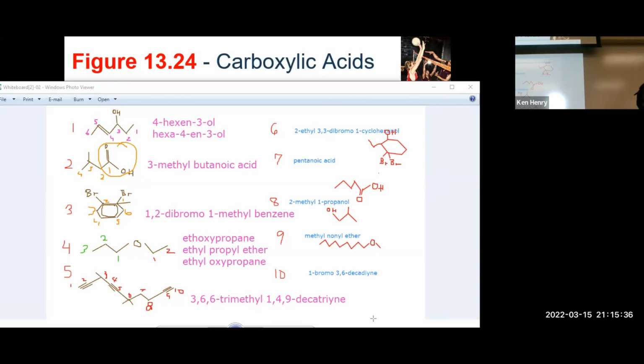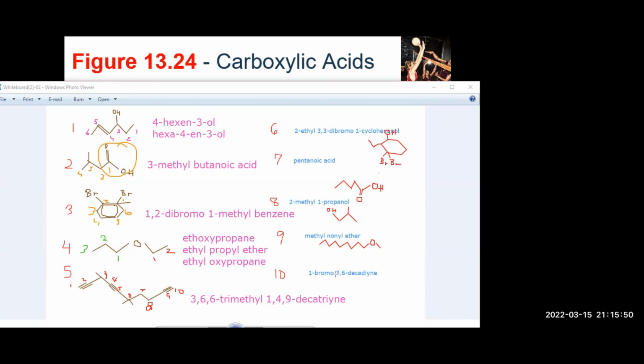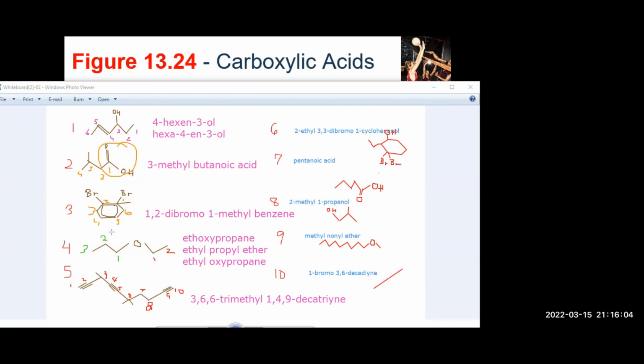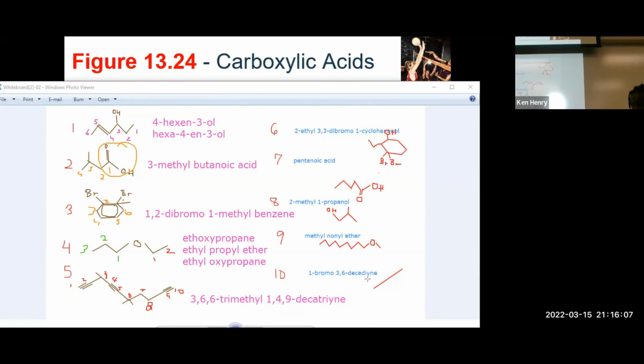Okay. What about this guy? This one's kind of hard to do backwards. So the longest chain would be 10, a 10 carbon chain. But we know that we have a 3 and a 6. We have double bonds, right? That would be 2 double bonds. Okay, I mean triple bonds, not double bonds. So that's 1, 2. And then on the third carbon, we have a triple bond.